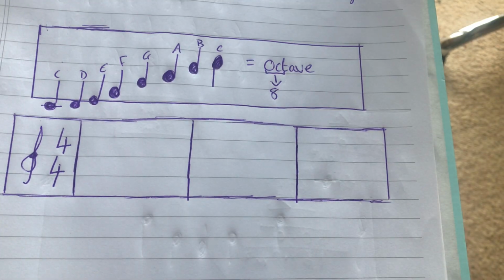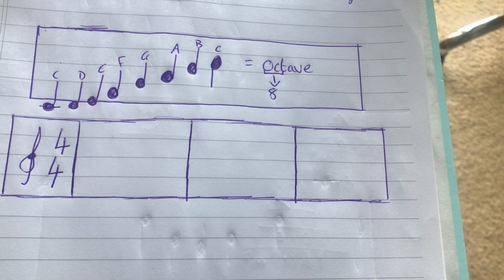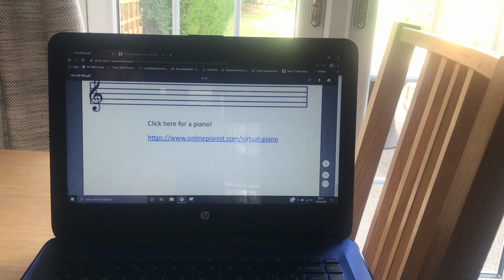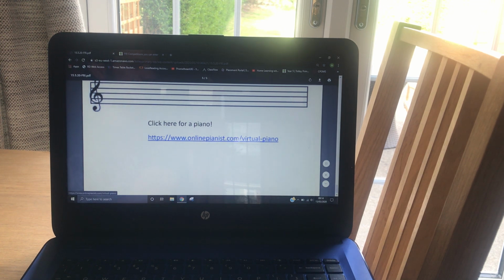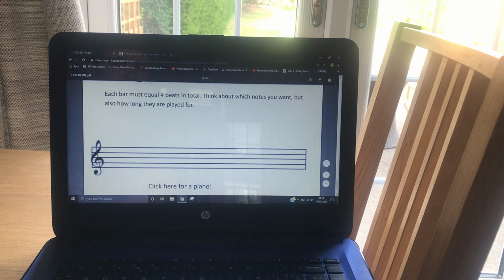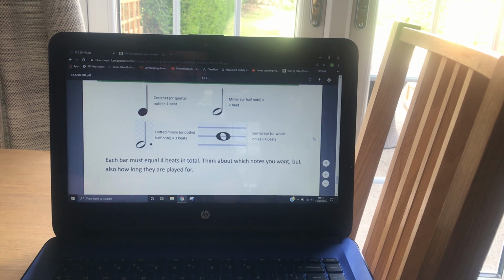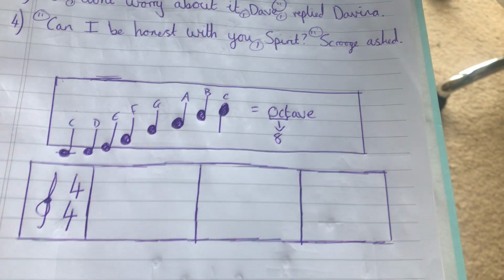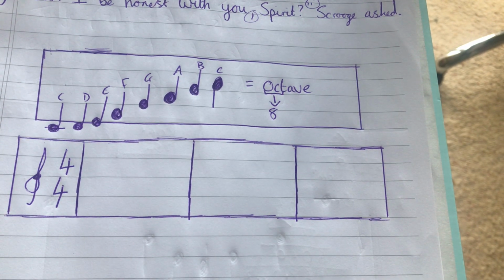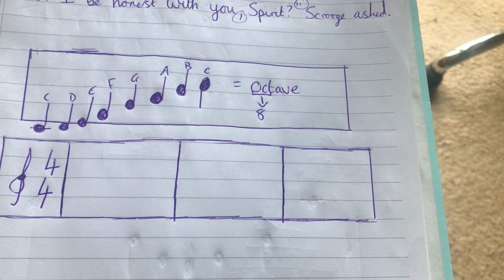Don't forget, did I put the link to the keyboard on the sheet? Oh, yes, I did. Yes, if you scroll down, you can click on your virtual piano and you can try it out on there. So, if you have this on your screen and your notes, you can have a little go. There's no limit to how many bars you can write here. I'm just going to do 3.